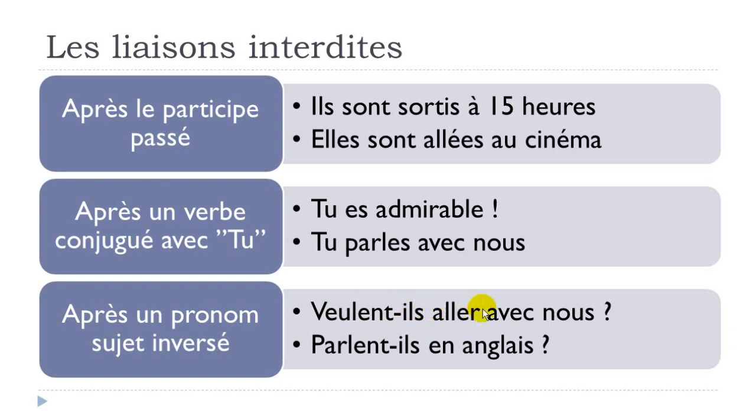Veulent-ils aller avec nous? Okay, exactly the same thing here. Parle-t-il en anglais? Okay, so no liaison after your pronoun. Okay, just because the structure is like that. First you've got your verb, then your pronoun, then you don't make a liaison.